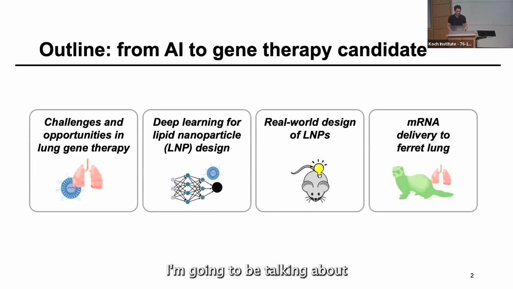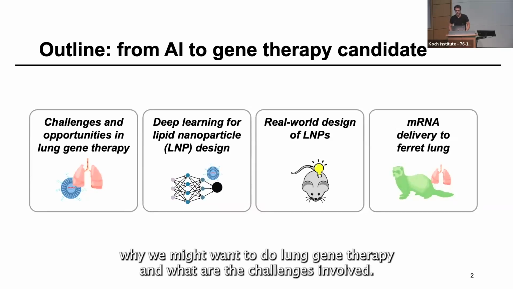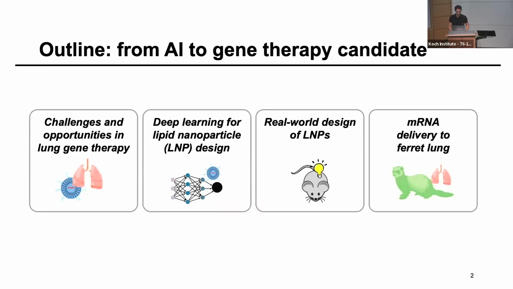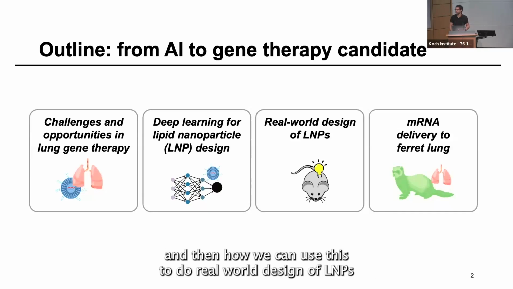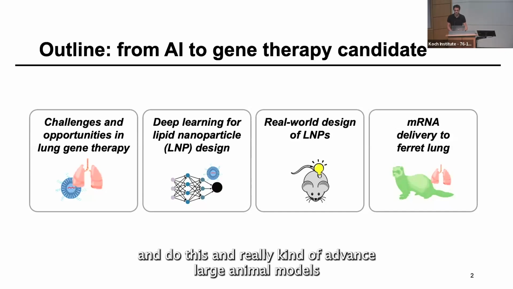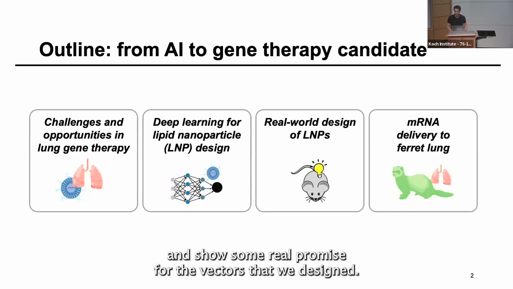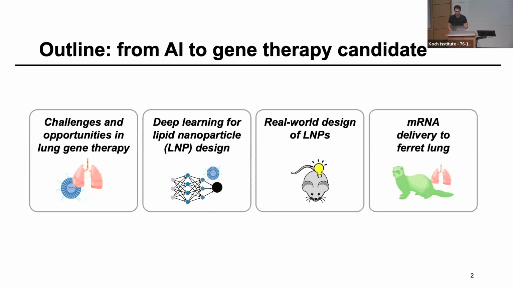Just to give a sense of what I'm going to be talking about, first I'm going to be talking about why we might want to do lung gene therapy and what the challenges involved are, and then the approach that I took to it, which is using deep learning to design gene therapy vectors, and then how we can use this to do real-world design of LNPs, in really advanced large animal models, and show some real promise for the vectors that we designed.